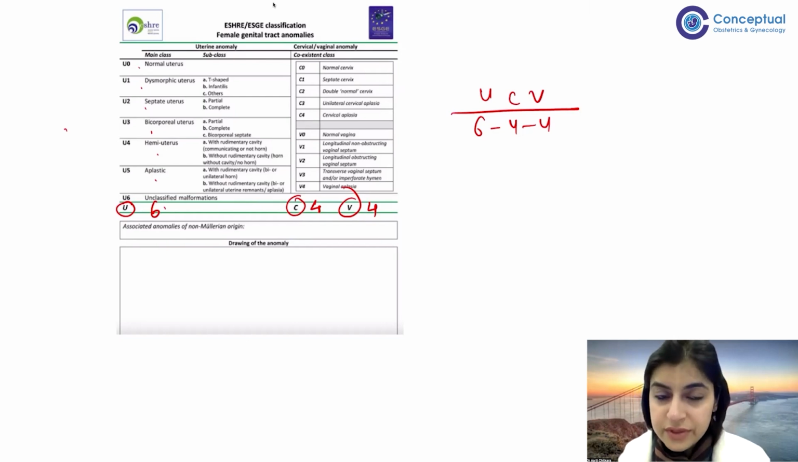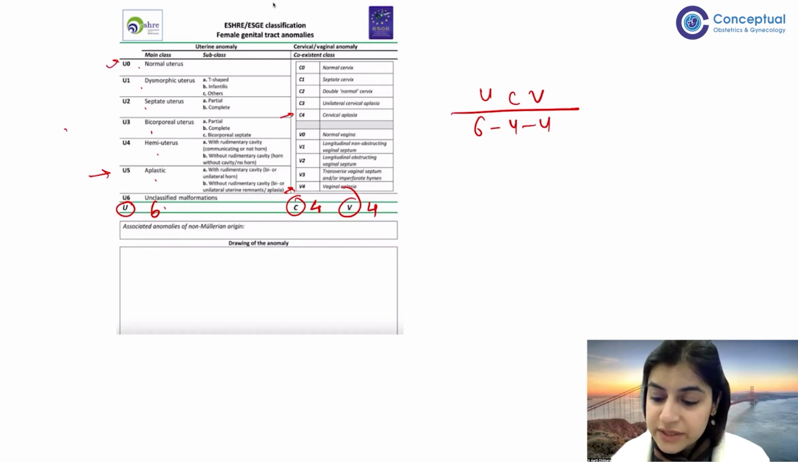So one easy method to remember: the last category, U6, is unclassified, whether it is U5, C4, V4, they are all aplasia. And the first is normal. Anything abnormal lies in between. Clear to all of you? Any doubts, any confusion?